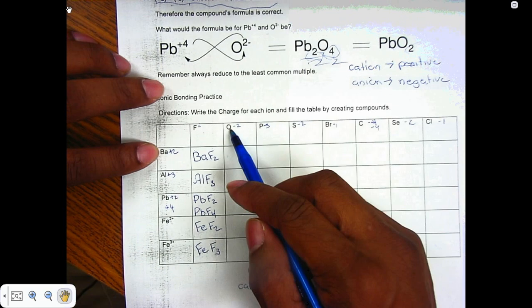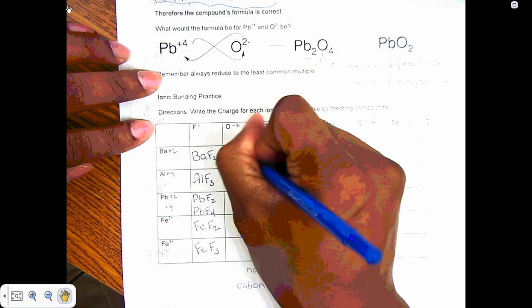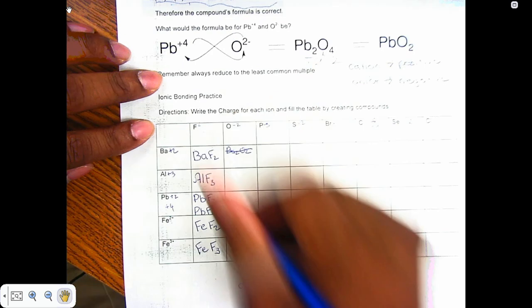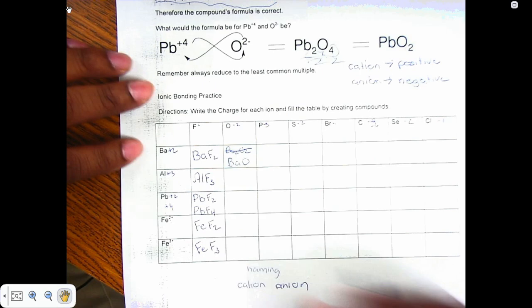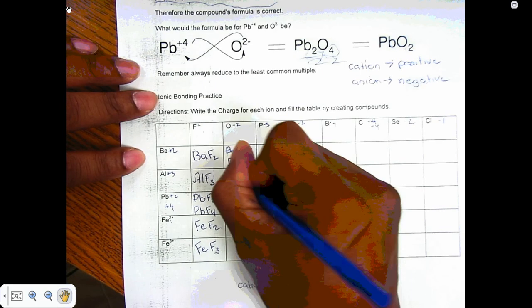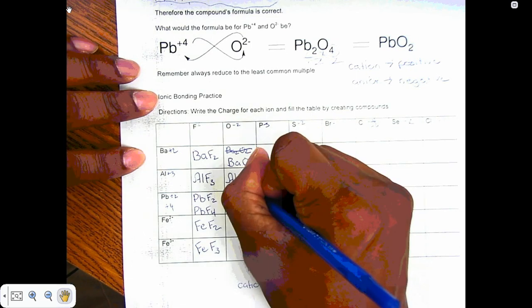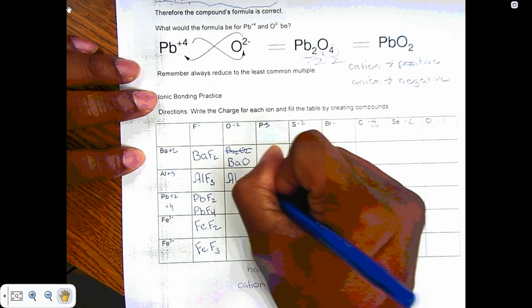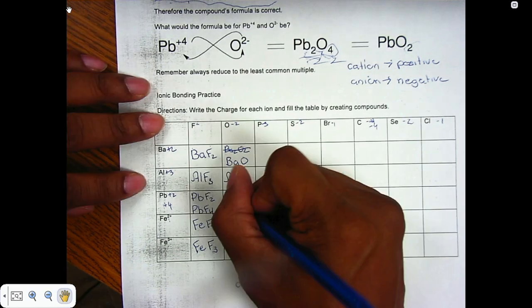So for this one, it starts off as Ba2O2, but they simplify and become BaO. Here we have aluminum 3+ and oxygen 2-. The 2 comes over here. The 3 goes over there. And that's kind of like the example we talked about. It's exactly the example we talked about.